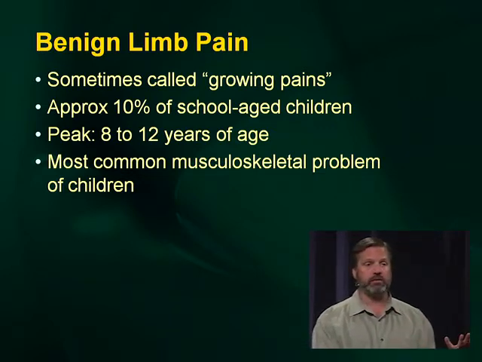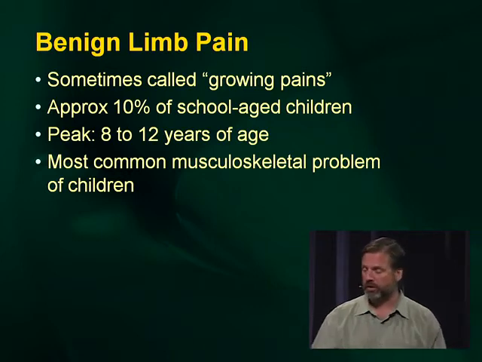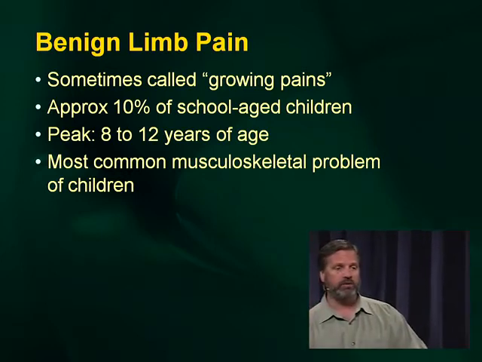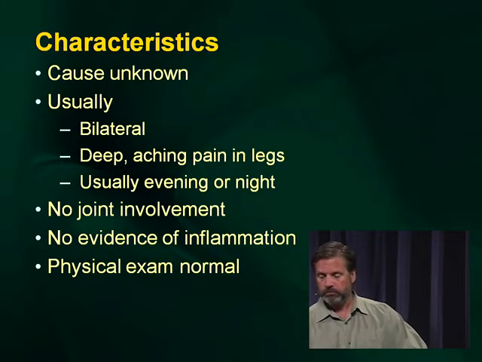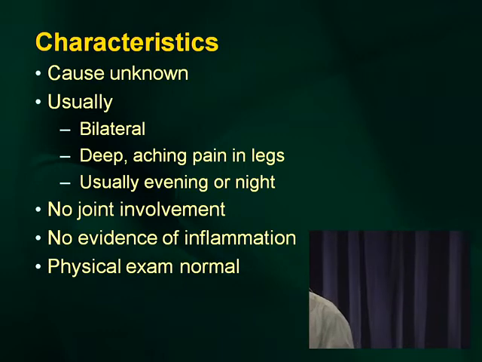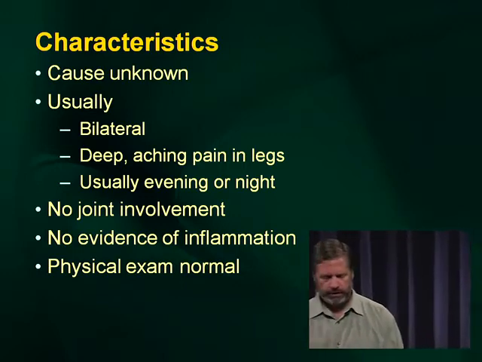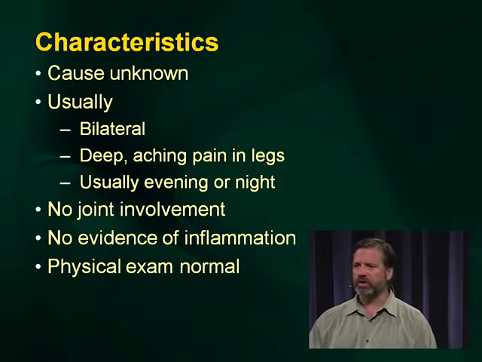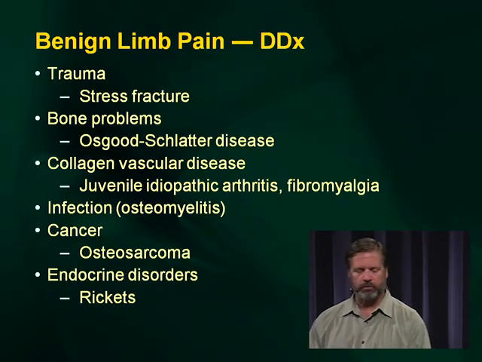Typically it's at night. Often when they're going to bed, they complain that their legs just ache, generally ache. They don't point to the joint. They aren't able to localize the pain usually. Nobody knows what the cause is. It's usually bilateral. Patient describes it as sort of a deep aching pain. But you need to make sure the joint's not involved. There's no evidence of any physical exam abnormalities, and there's no inflammation around the joint or the limb.